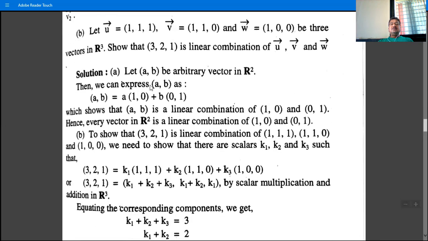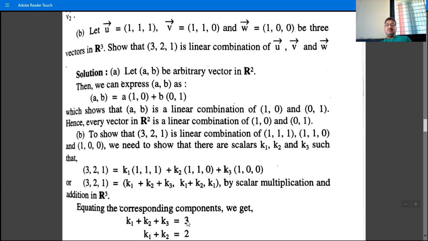Similarly, the next problem: u bar is (1, 1, 1), v bar is (1, 1, 0), and w bar is (1, 0, 0). These are three vectors in R3. Show that (3, 2, 1) is a linear combination of u bar, v bar, and w bar. So this is the particular vector, and we have to express it as a linear combination of these three vectors.